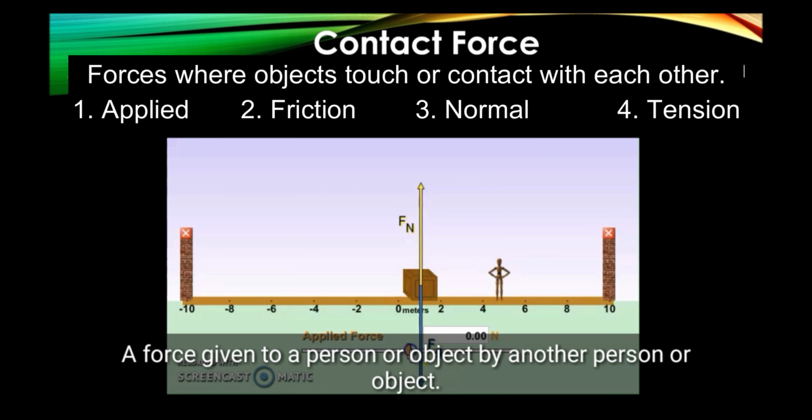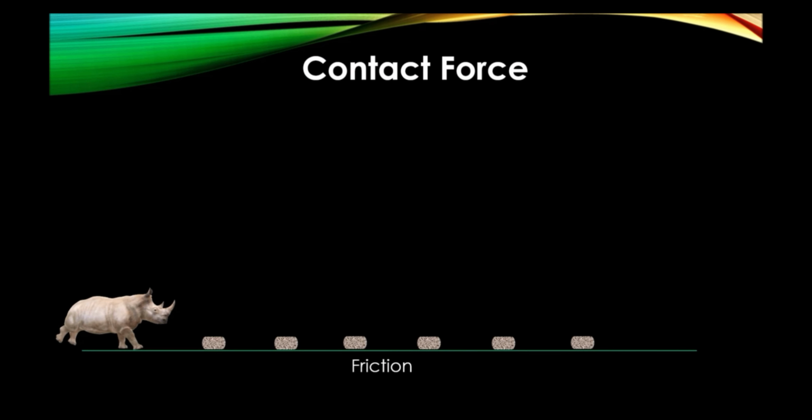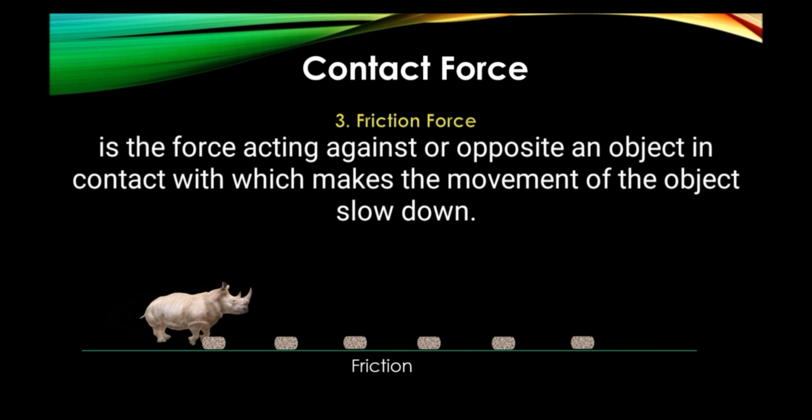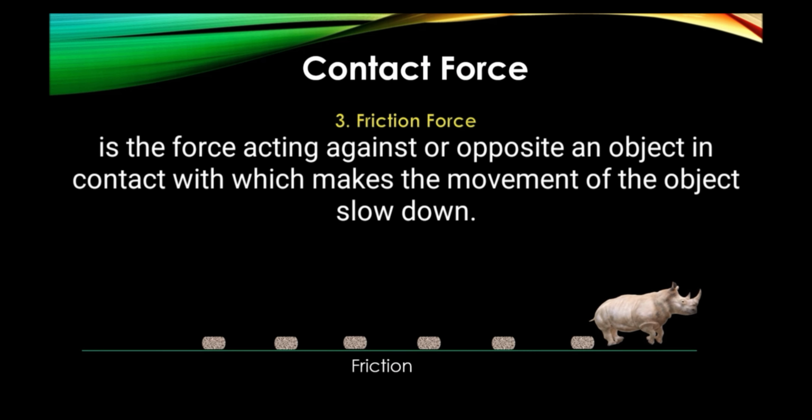Its symbol is F, depending on who or what applies force to the object. If a boy applies a force to a wall, we denote it with F sub boy. Example number 2. Friction is the force acting against or opposite an object in contact with, which makes the movement of the object slow down. Friction always opposes the motion of an object. Its symbol is written as F sub F.